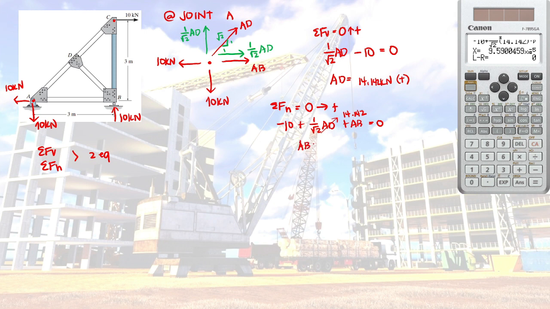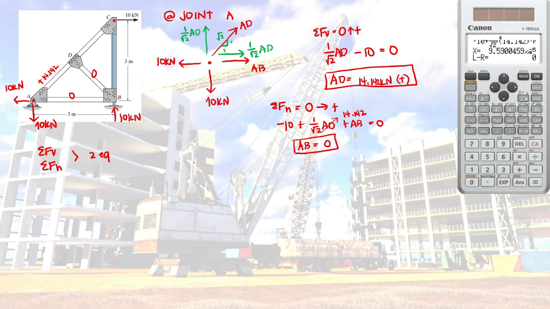AB would be equal to 9.590 times 10 raised to negative 5, or we can already say that it is equal to 0. So we have AD, and we also have AB. Now, for the summary of our truss, it is much better that we write it on the truss. Here, we solved that AB is 0. Then our AD is positive 14.142. So, if positive, tension; if negative, compression.